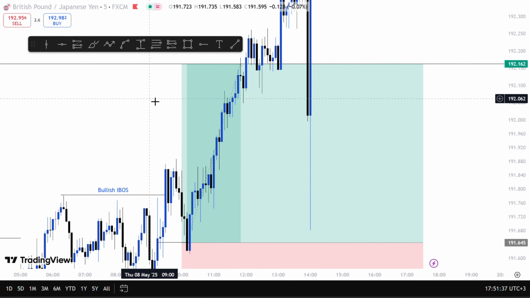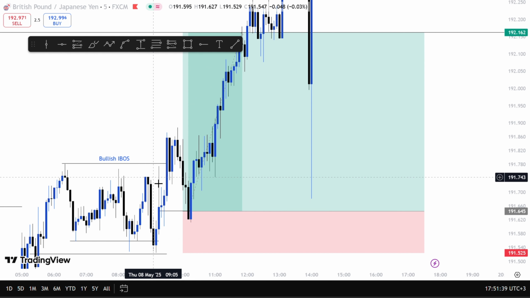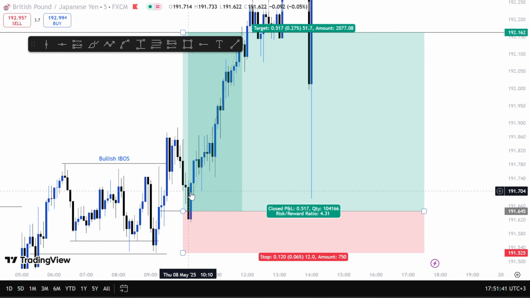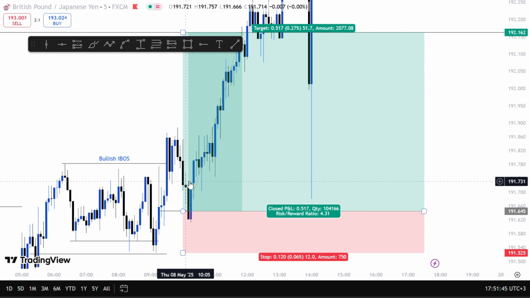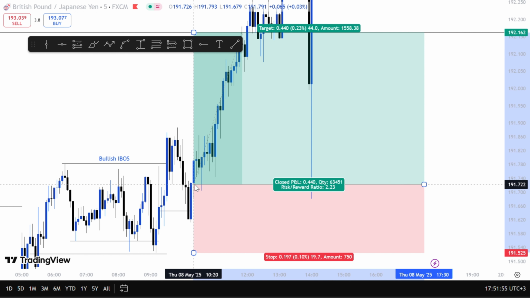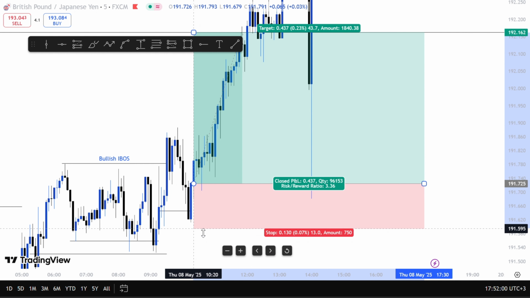So yeah, the first way you could have confirmed this is by using patterns. We tapped in and then we had this bullish engulfing with a liquidity sweep. So you could have entered right here and set your stop loss just below there.